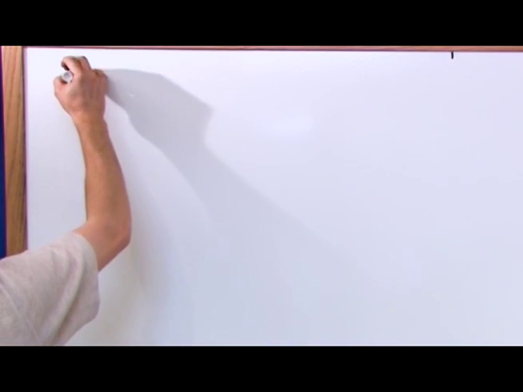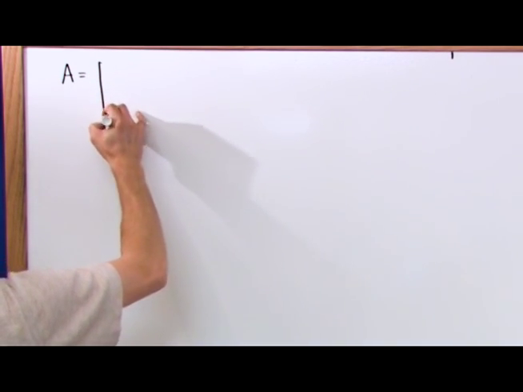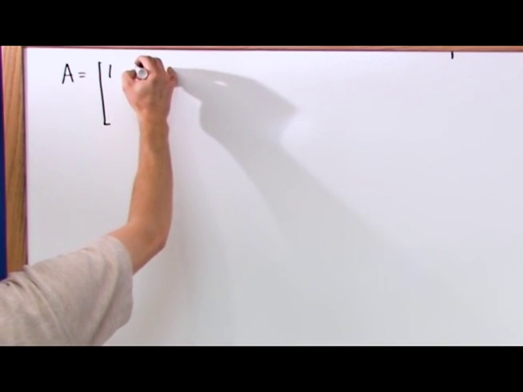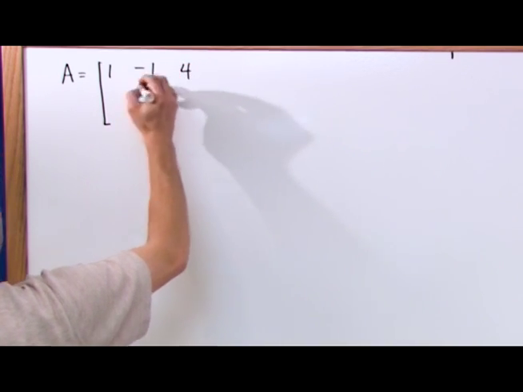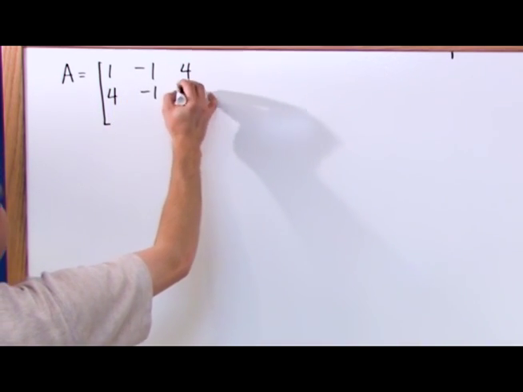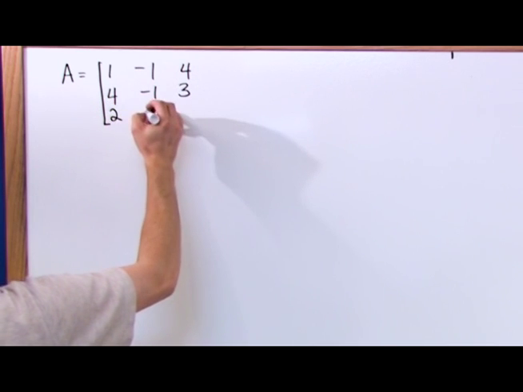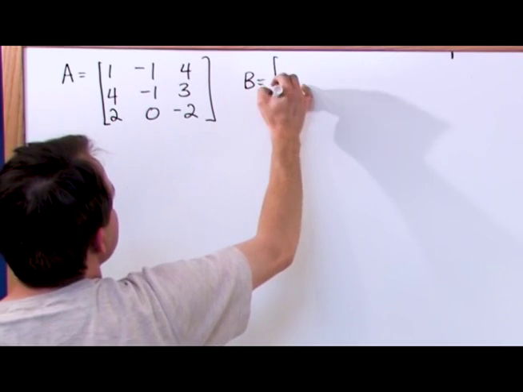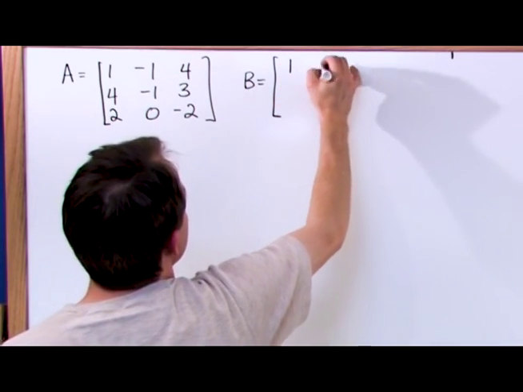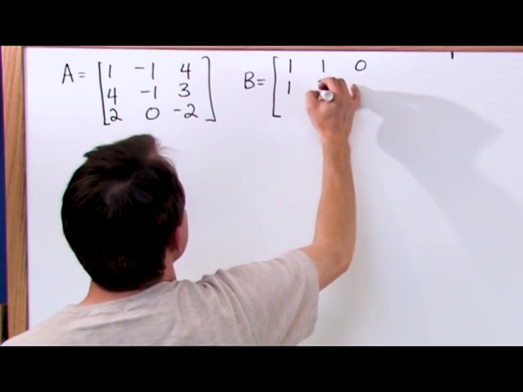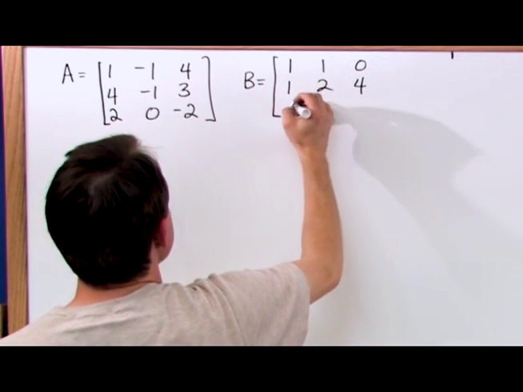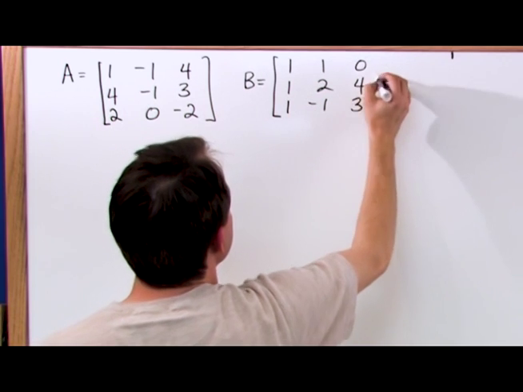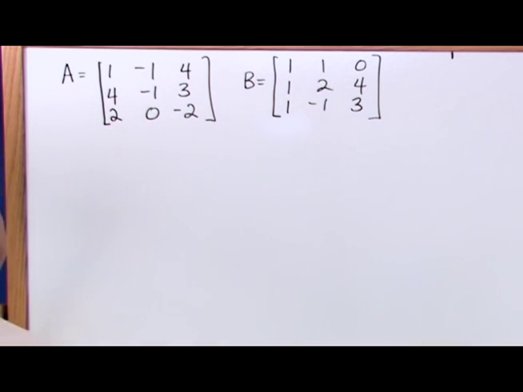Okay, the next problem, let's go ahead and expand our horizons a little bit, and let's deal with matrices that are a little bit bigger. 1, negative 1, 4, 4, negative 1, 3, 2, 0, negative 2. That's matrix A, and matrix B, let's say, is 1, 1, 0, 1, 2, 4, 1, negative 1, 3.